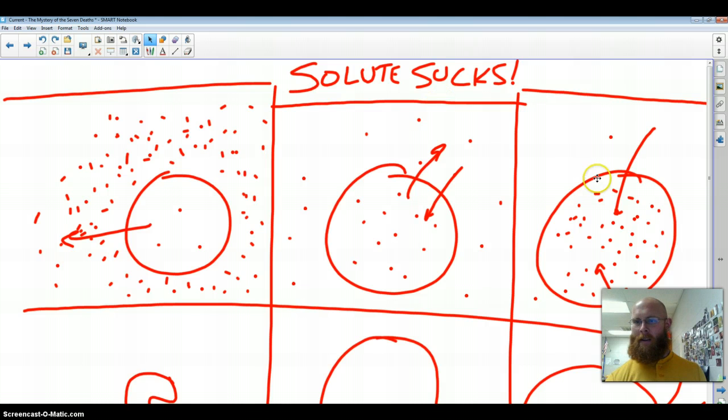Over here on the other side, there's a lot of solute in here. That means by comparison, there's not much water in here compared to out here. So the water is going to rush in by osmotic pressure. The one in the middle, it's about equal, so they're going to move in and out equally.